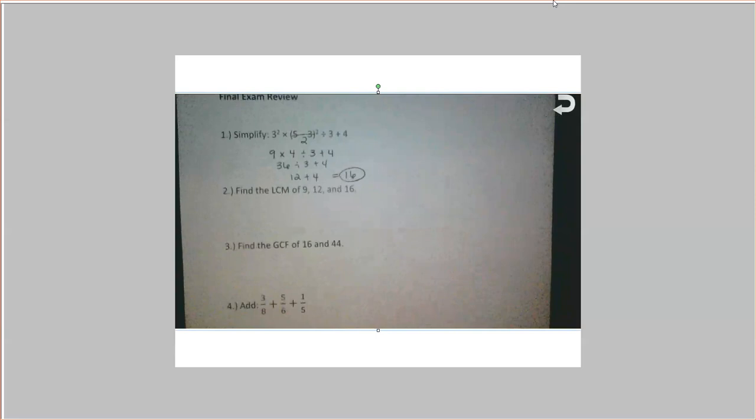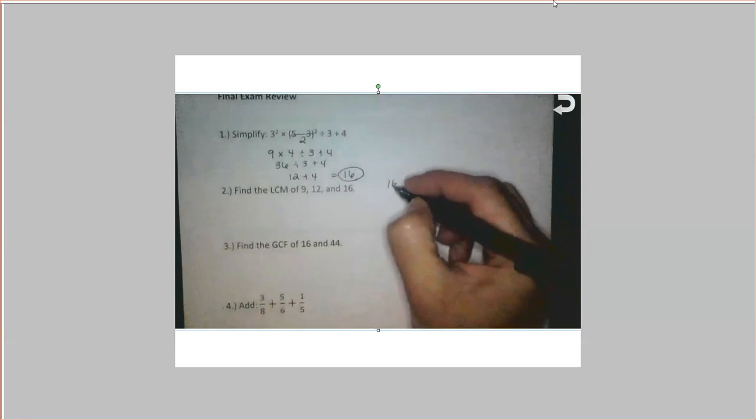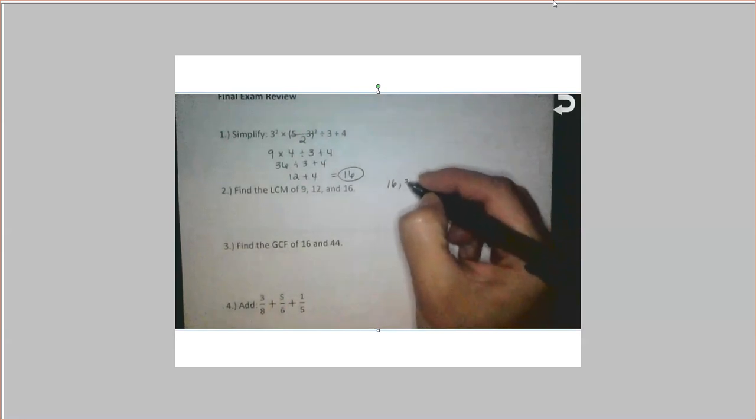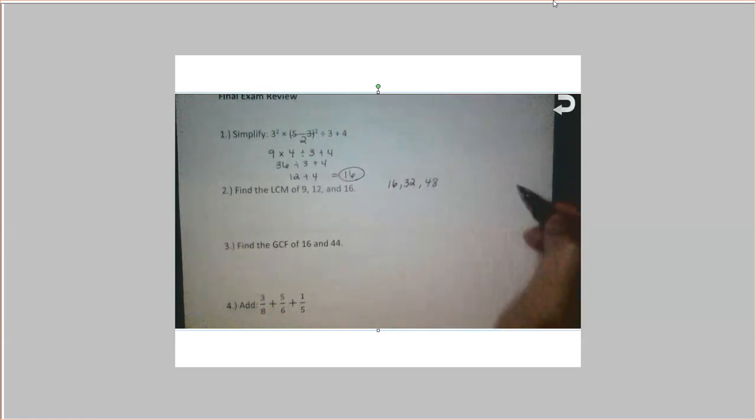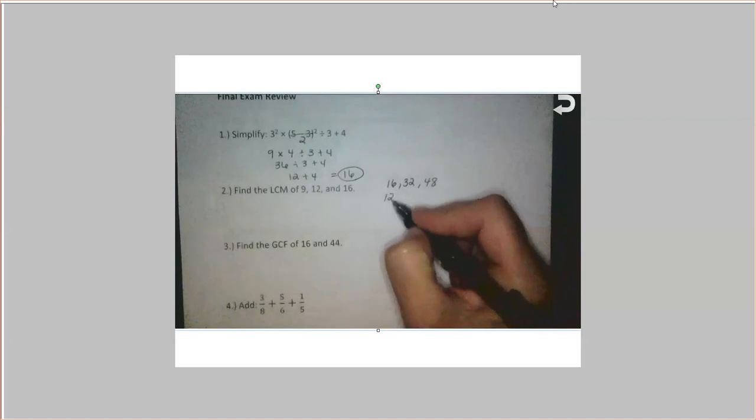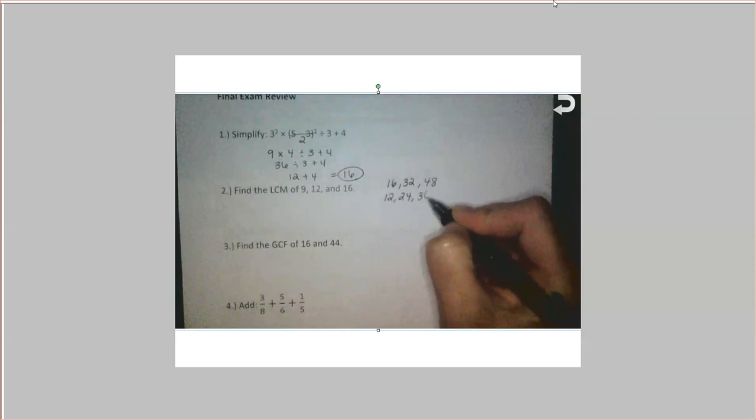Number 2 is to find the least common multiple between a set of numbers. The least common multiple is the smallest number that they will divide into. There's a couple of ways to do this. You can take your numbers and list all the multiples: 16 times 1, 16 times 2, 16 times 3, and do that for several numbers. This could go on forever. 12 times 1, 12 times 2, 12 times 3, 12 times 4.